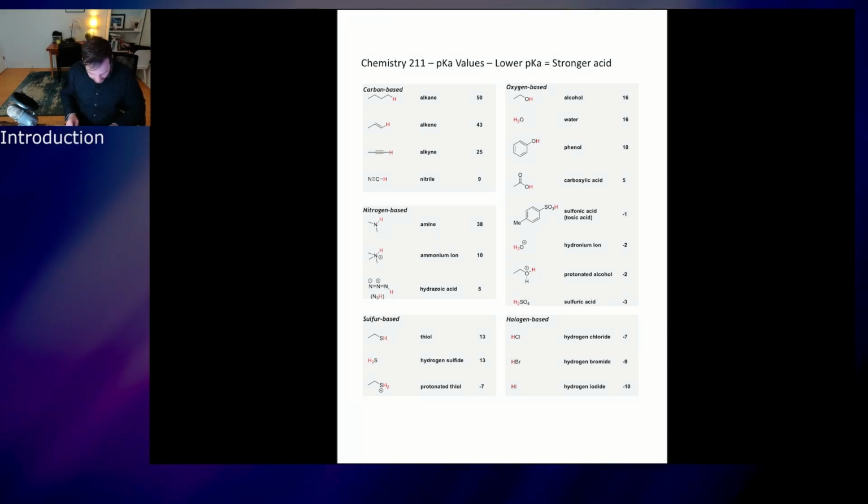On the other hand, when hydrogen is attached to iodine, that's an extremely weak bond. It very easily and readily wants to break apart. That makes it a very strong acid because that hydrogen is more easily donated.